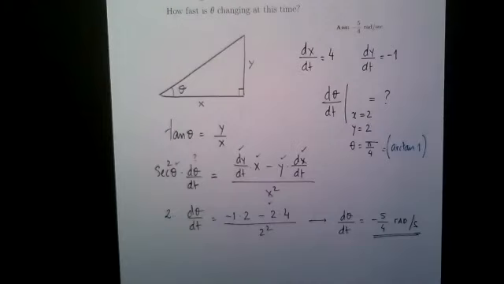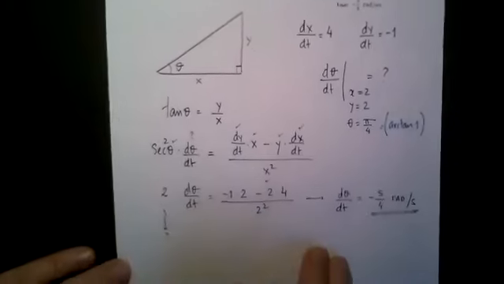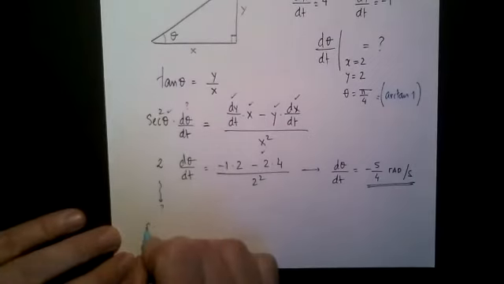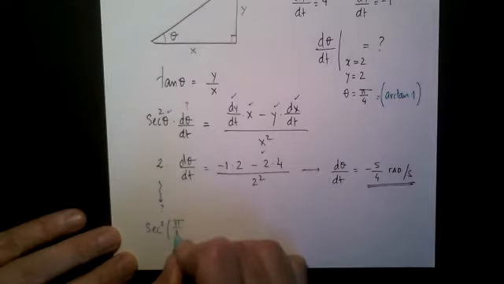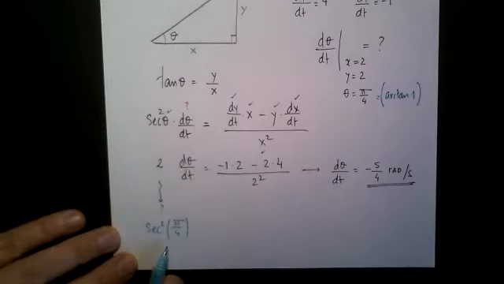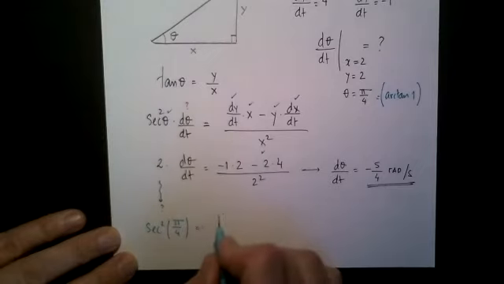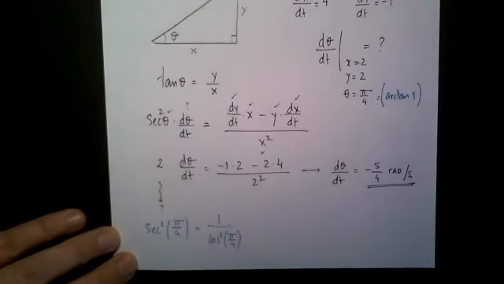Sir, could you repeat how did you get the 2? How did I get what? The 2 here? Yes. Yeah, no problem. Let's move up a bit. So secant squared of theta, we said theta is pi over 4, right? You agree? Yes. Okay, so this is equal to 1 over cos squared of pi over 4.